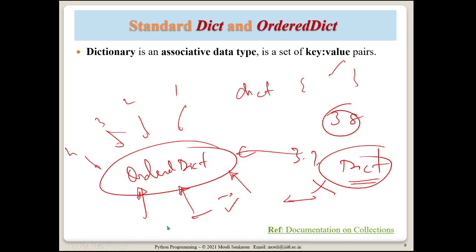Okay, so let me summarize. Dictionary was not ordered earlier, and then from 3.8 they made sure that the dictionary also ordered. Since previously dictionaries were not ordered, they had a separate object called ordered dictionary, which took care of maintaining the order in which the items are added to the dictionary, so that you can remove elements specifically from the dictionary, as well as when you're going over the dictionary, it will give you the list in the same order in which they were added.